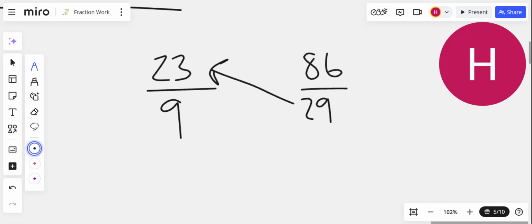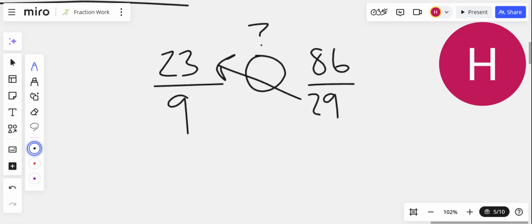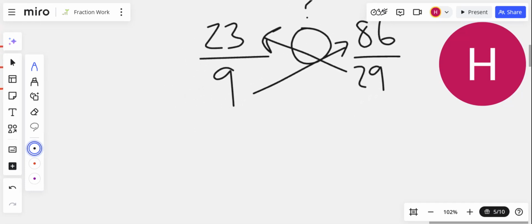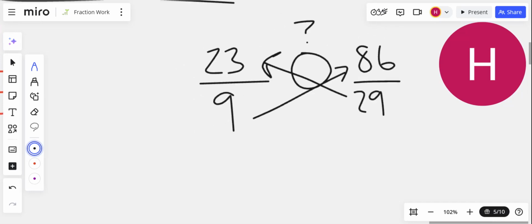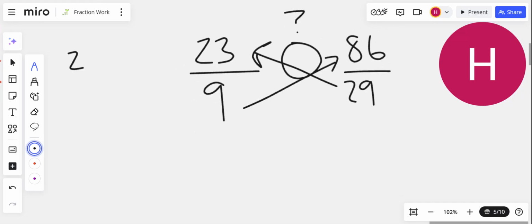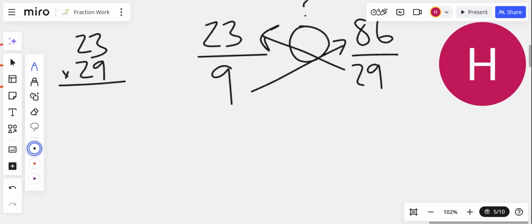We want to see which one is bigger, smaller, or are they equal. We're going to multiply this 29 over here, and we're going to multiply this 9 over there. So let's go ahead and multiply 23 times 29. I want you guys to really work this out. Write this out if you have to. If you have to do it like that, that's totally fine. Not everybody's a human calculator, and that's okay.